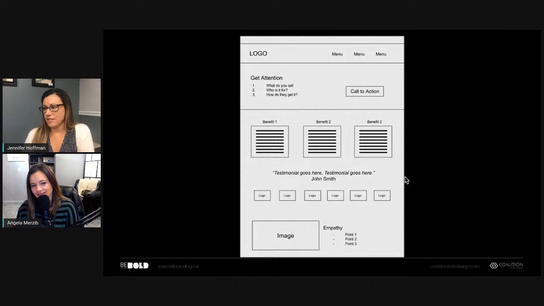The next section down is the authority section. So here's an example of how a testimonial could look and some logos that you could provide. Oh, and then sorry, I thought you were going to talk about the empathy section as well. The empathy section. So maybe you use another image of what it's like to work with you, or the transformation that some of your clients experience while working with you. And then again, just really quick bullet points, 1, 2, 3, whatever it is.